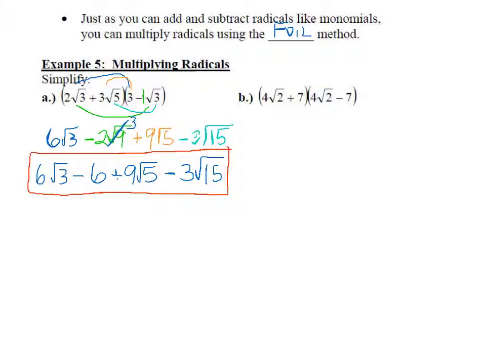If you look at B, you might notice that this actually is a special binomial times binomial. This is a difference of squares. So what I'm going to do is take my 4 radical 2 times 4 radical 2, but I'm just going to square it. So I'll say 4 radical 2 squared. And this is going to come in handy in one of the next couple examples, so this is why I'm doing the shortcut. Minus, and then you take the 7 times 7, or you write it as 7 squared.